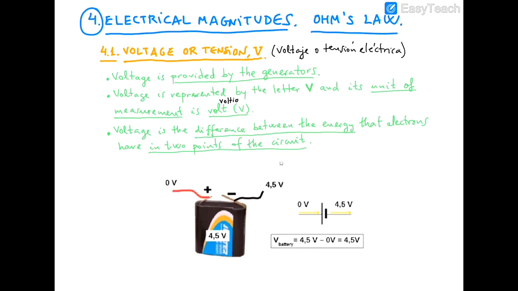What is voltage? Voltage is the difference between the energy that electrons have in 2 points of the circuit. So when we say that this battery offers 4.5 volts, we are saying that the difference between the energy in the negative and the energy in the positive poles is 4.5 volts, right?